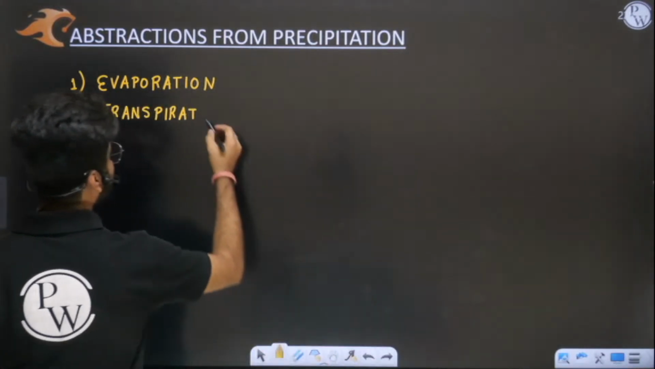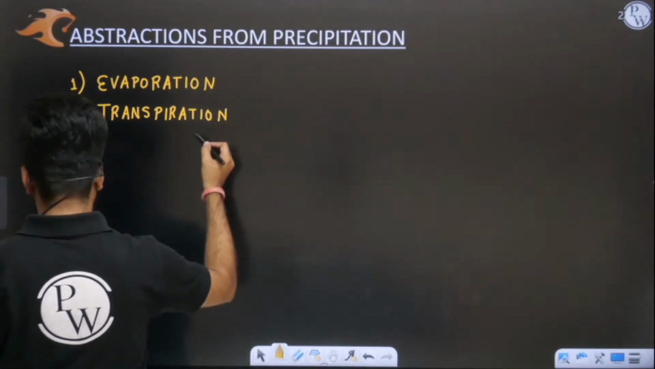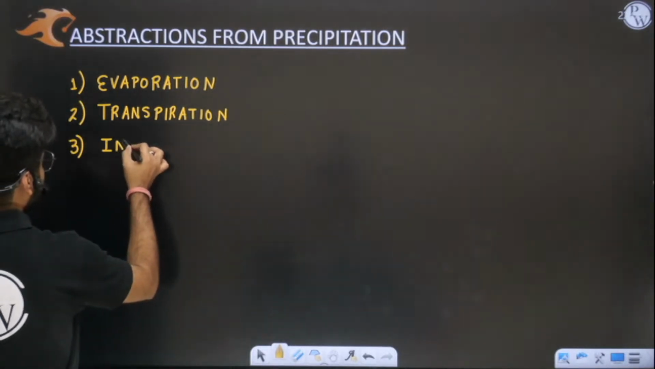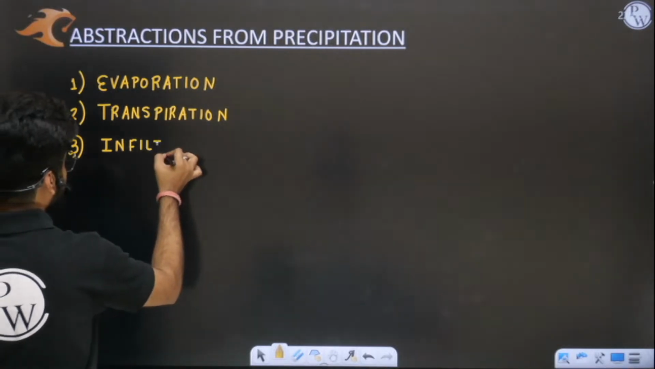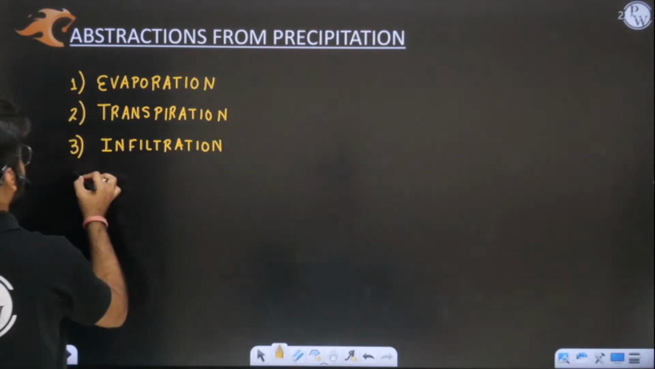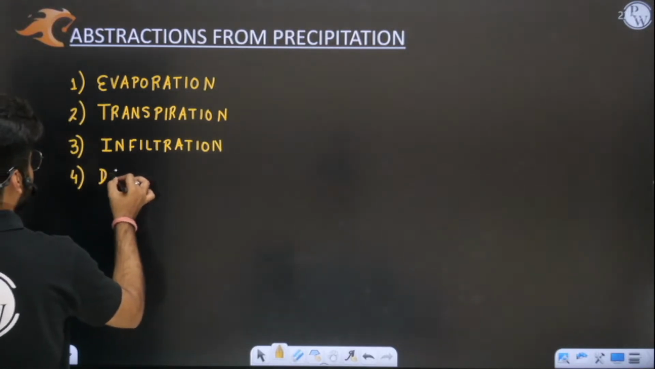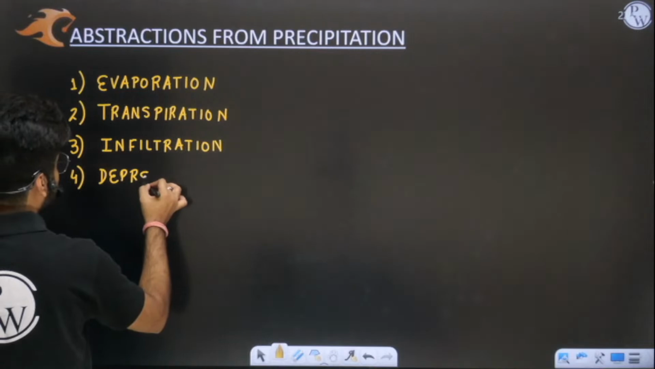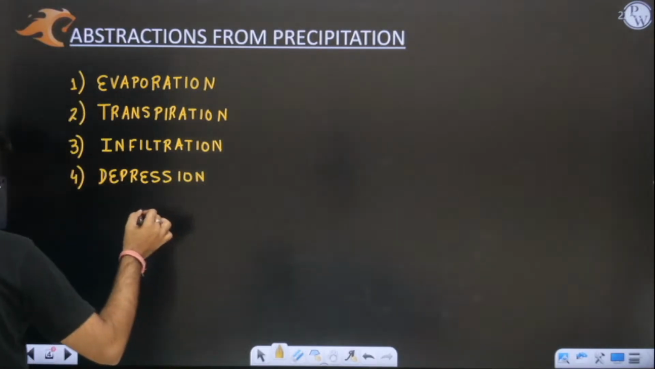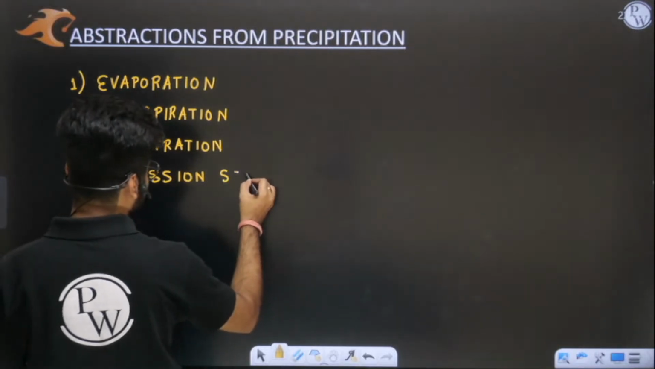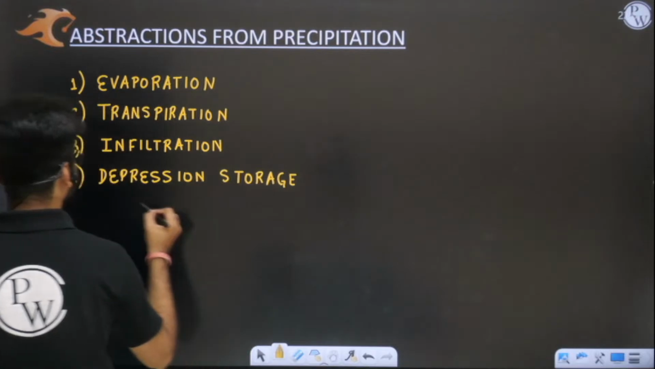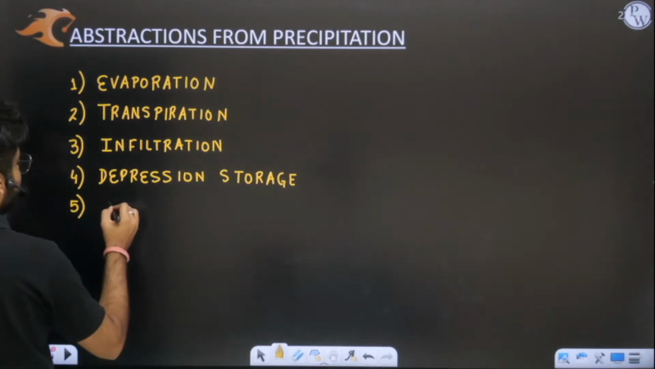Then the third kind of loss is infiltration. So firstly we have evaporation, transpiration, infiltration. Then at last we have depression storage and interception. In this chapter basically we'll deal with all these five kinds of losses.